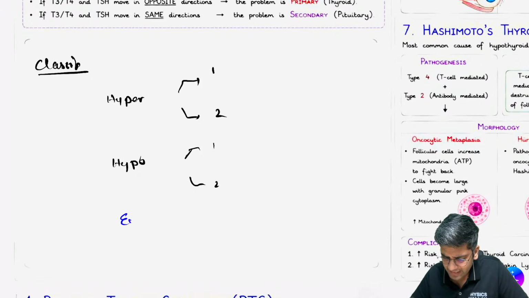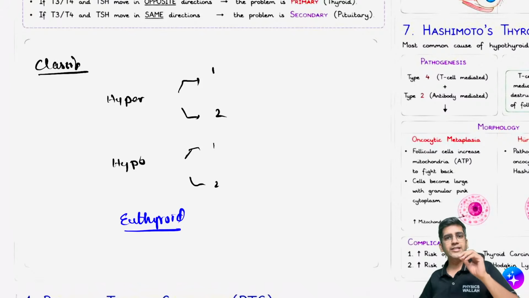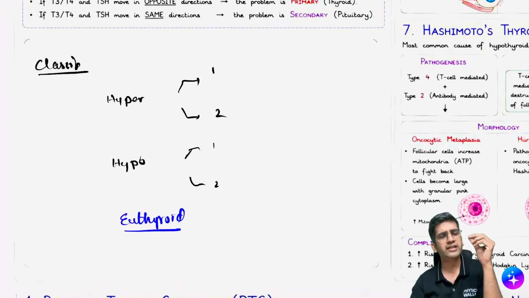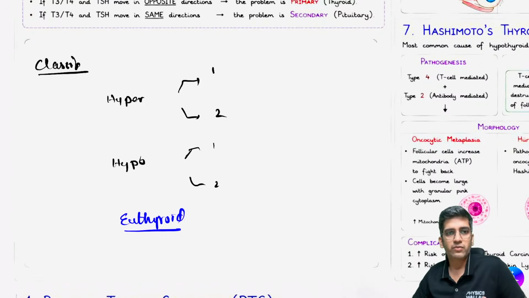Can anyone tell me at least one example where I have a thyroid disorder, but it's euthyroid? The thyroid is abnormal, but the thyroid hormones are not changed. Anyone? Anyone example? Anyone example where you think that there's euthyroid, it's normal?